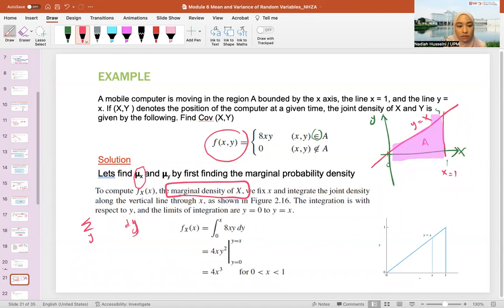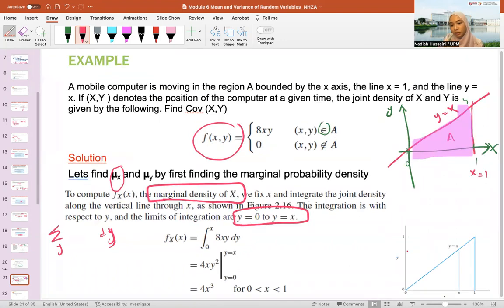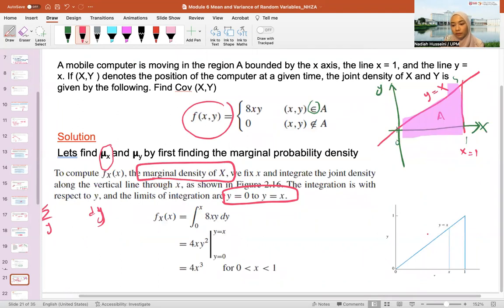Okay, so the integration is with respect to y, and the limits of the integration are y equals 0 to y equals x. Why is the limit of our integration this? So let's discuss this. We have this region. Okay, let me use this region over here, it's much nicer. I want to know what is the marginal density of x. Remember, if we want to find the marginal density of x, we have to sum over all the values of y. It was the opposite case.